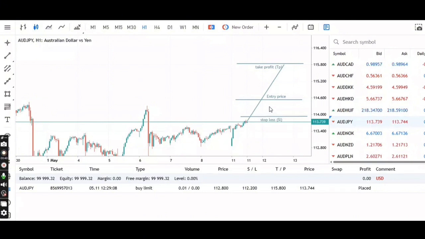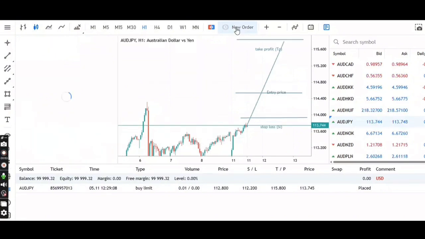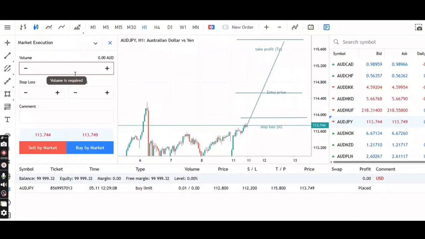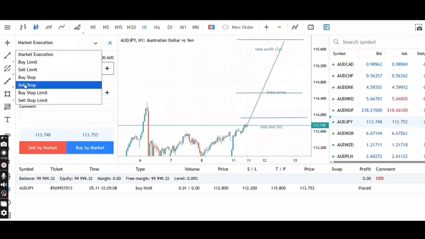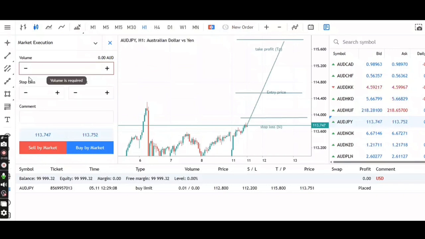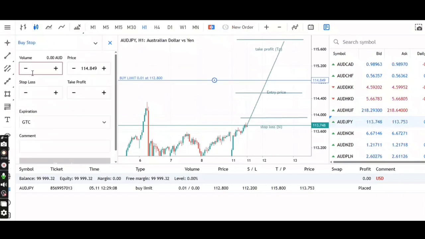So I want to set a buy stop order so that when it reaches here, it will just pick me. I will set my stop loss at this particular point and my take profit at this particular point. So how do you do it? Just click on new order. Very simple. Just go to market execution, click on it, then you will see your buy stop. I pick my buy stop. Then the next one is volume. I want to go with 0.01 lot size. Okay, let me say I want to change the lot size this time around. I want to go with 0.02 lot size.